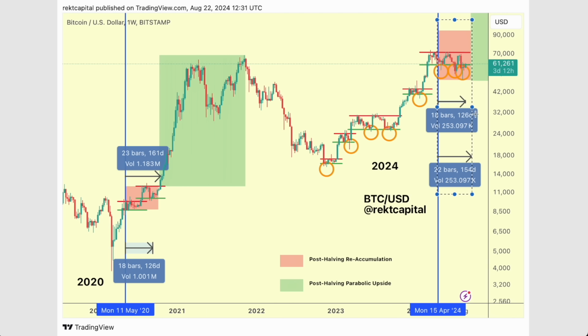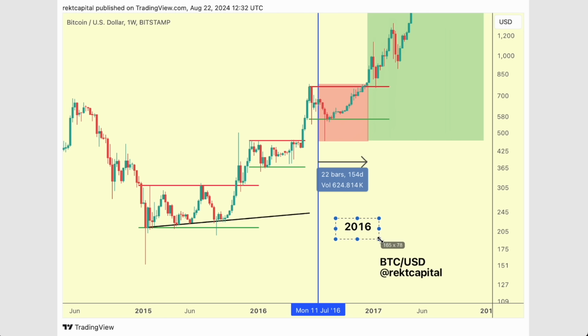We're currently 126 days after the halving, and so we still have over a month or so to go. So 160 days would see us break out in late September. But the reason I put 150 here is because if we look at 2016, for example, then indeed after the halving, it took us 150 days to break out from here.